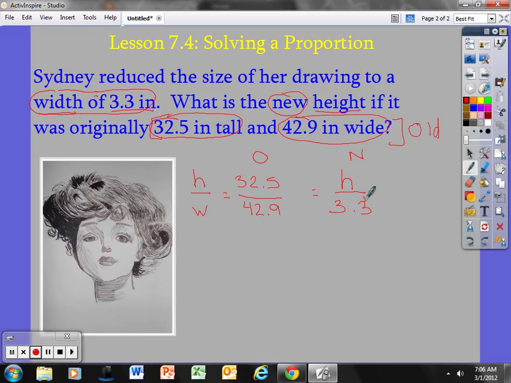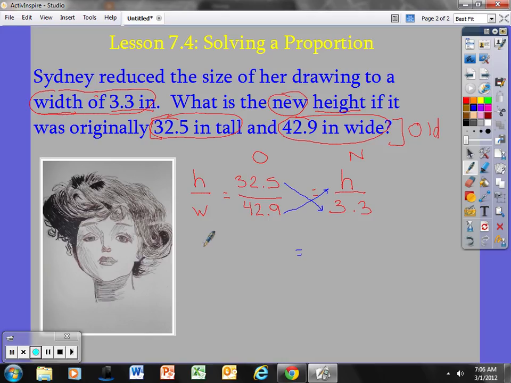Now taking a look at this, this is 32 and a half. So the height is shorter, or not quite as large as the width. So when I do my cross product, I know whatever I solve for h must be less than 3 3/10. So I'm going to do my cross product, multiply this by this. It is going to be equal to this times this. Let's take a look and set this up.